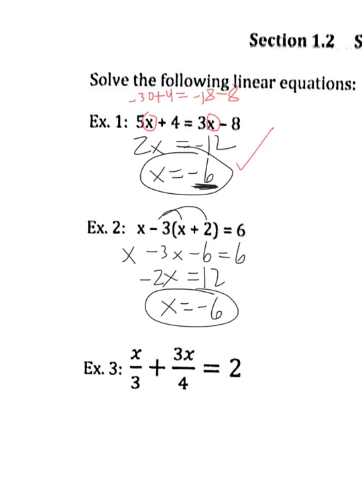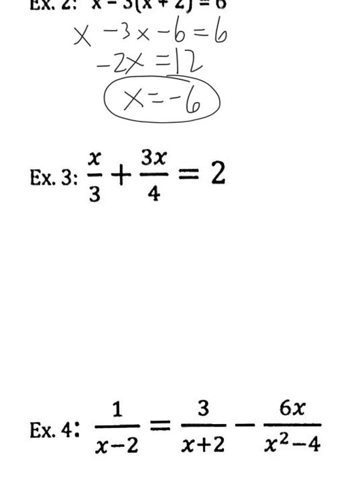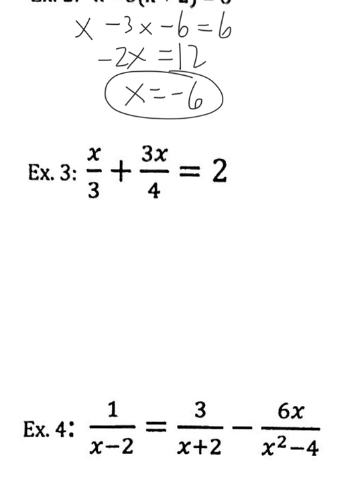Alright. Example 3. So now we have fractions involved. You have two options to solve a fraction equation. There's the option that I probably wouldn't do. You could get common denominators and then combine the fractions and then solve from there. But here's the option I'm going to take. And I'm going to take this option because I know what's coming up in example 4.